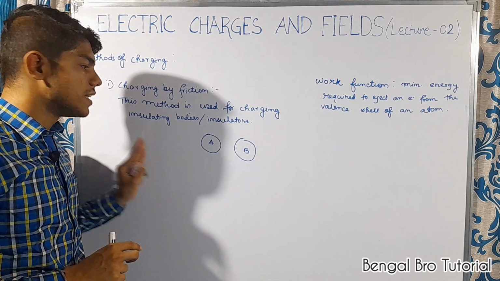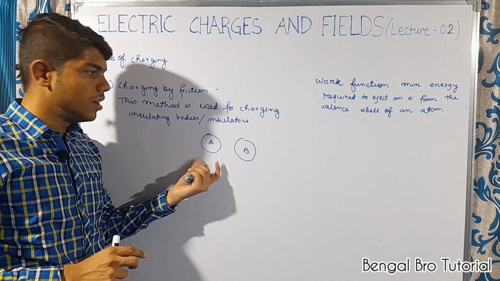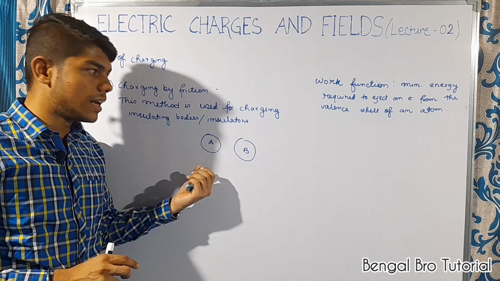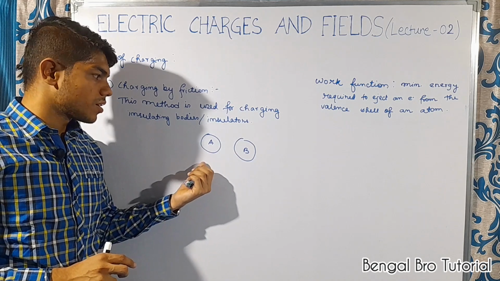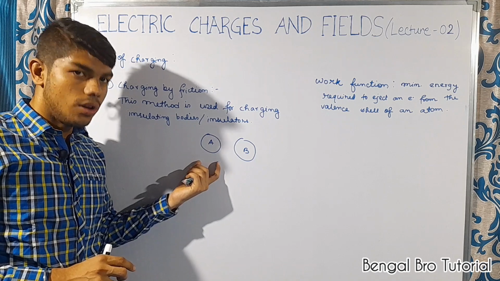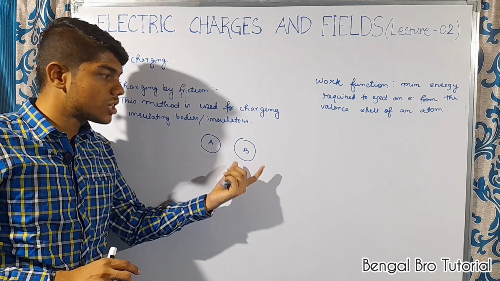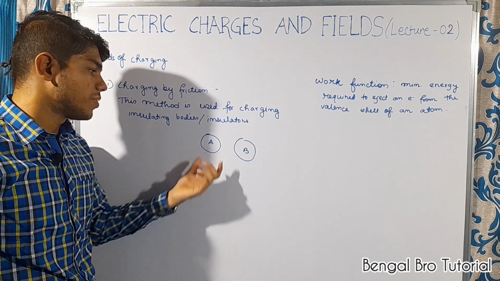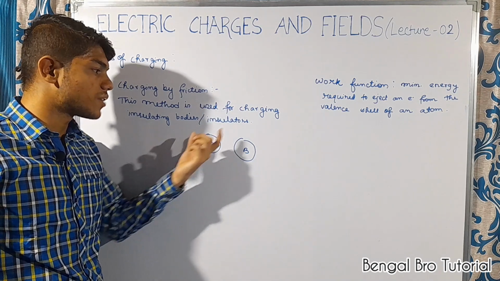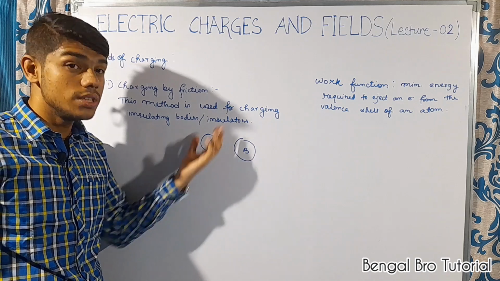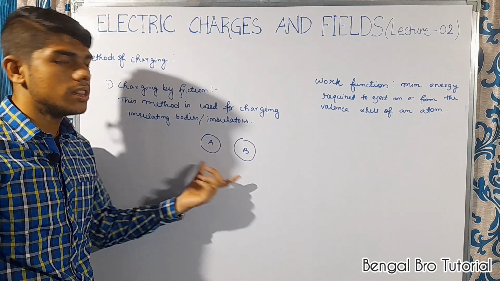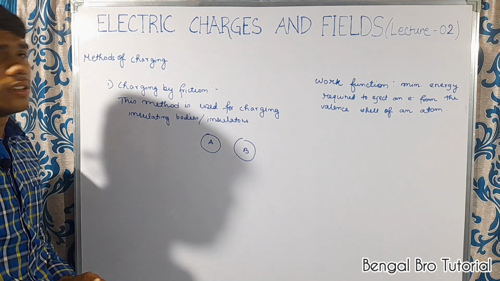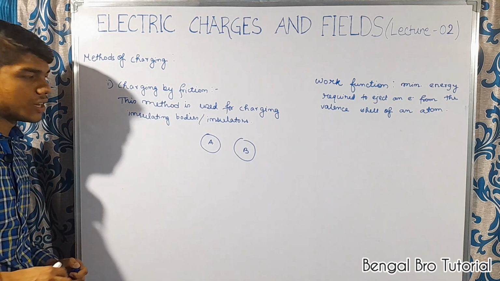Understood? In this method, suppose we have a body A which has a lower work function, meaning the energy required to eject the electron from its valence shell will be less compared to the work function of this body. Now when they are rubbed together, the electrons from this body will get transferred to this body, and in this way the two bodies will get charged. This is the method called charging by friction.